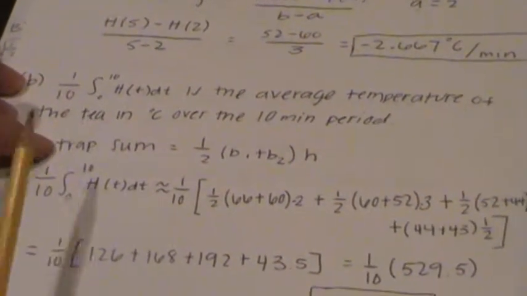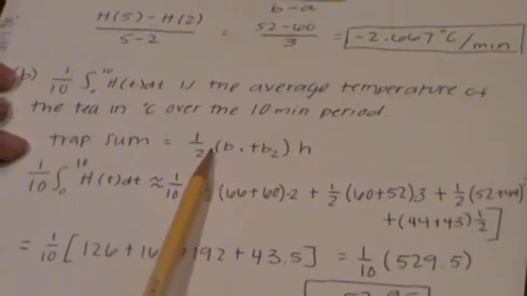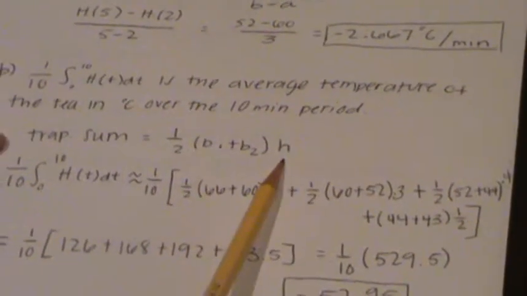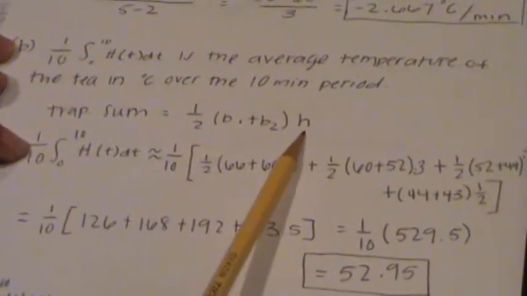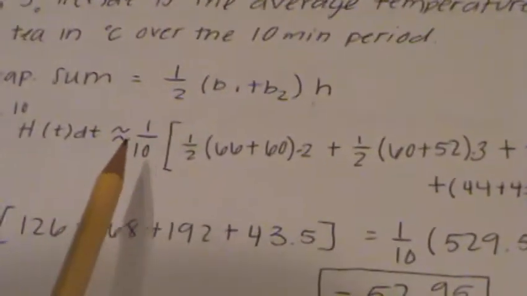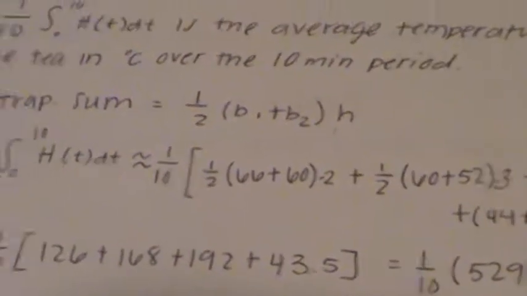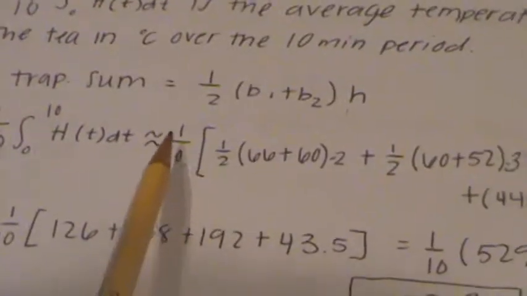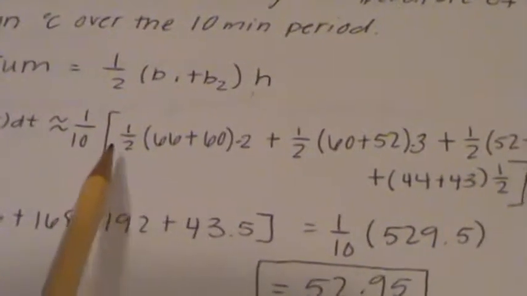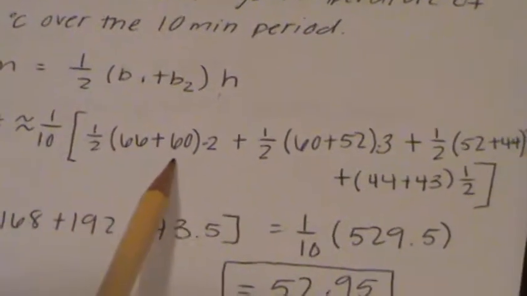For a trapezoidal sum, you take 1/2 base 1 plus base 2 times the height. So the height's going to change in every trapezoid. So 1/10 the integral of 0 to 10 of H of t dt is approximately, we have to include this 1/10 here because it's the average temperature. So it's 1/10 times 1/2 base 1 plus base 2.